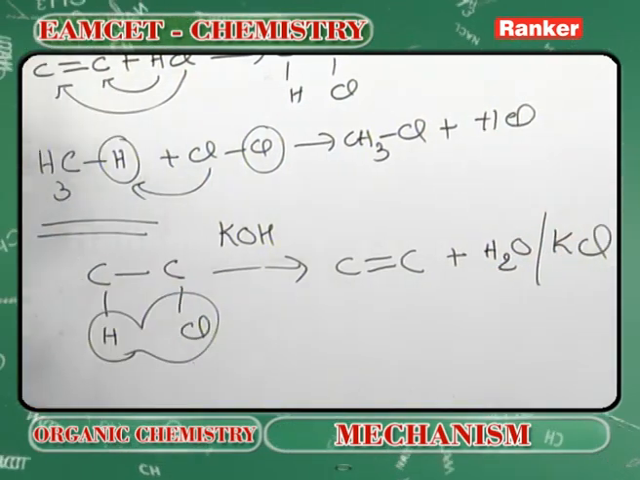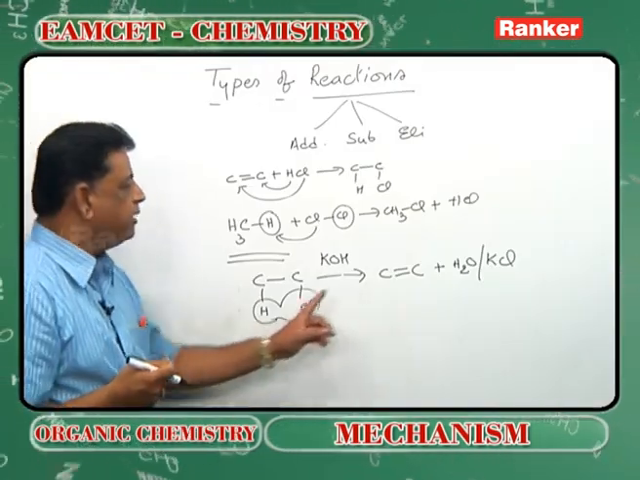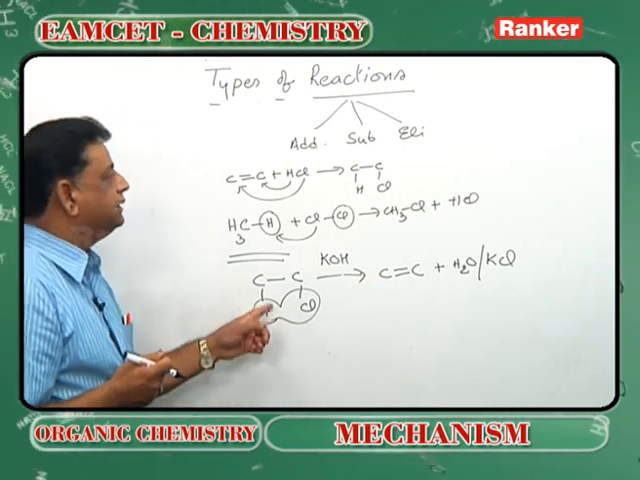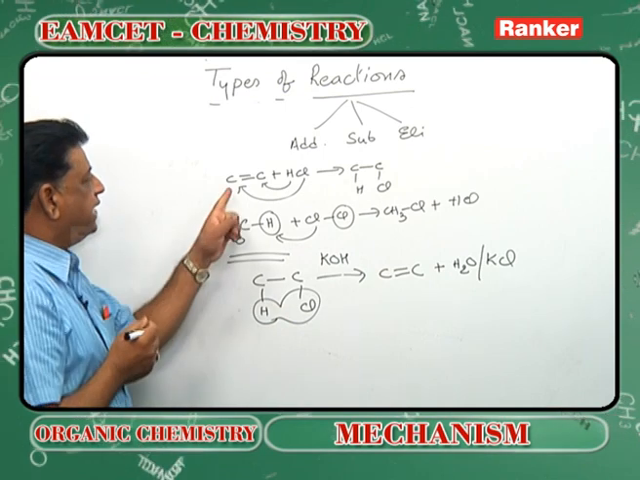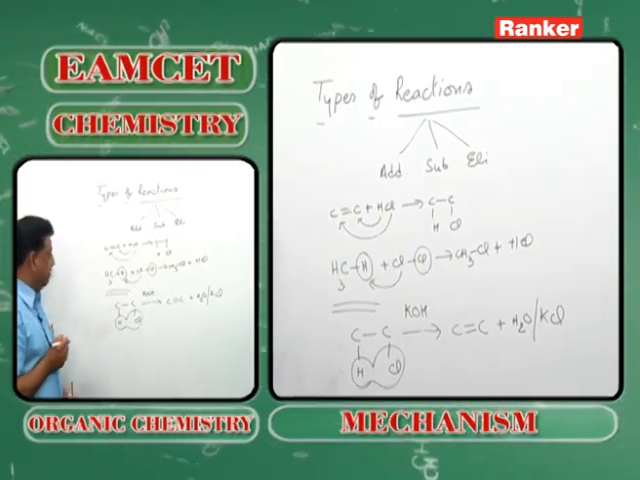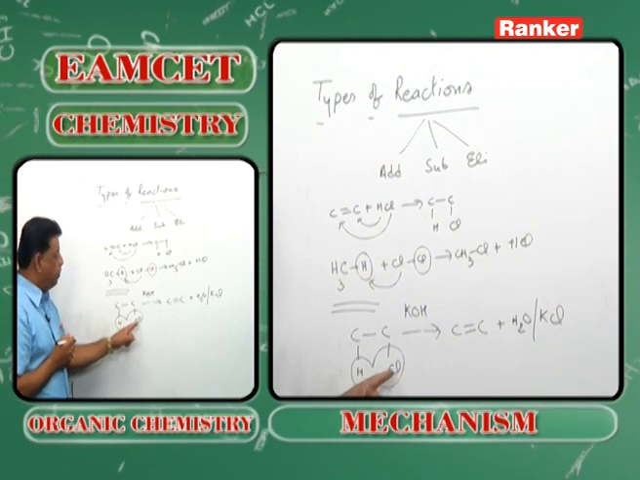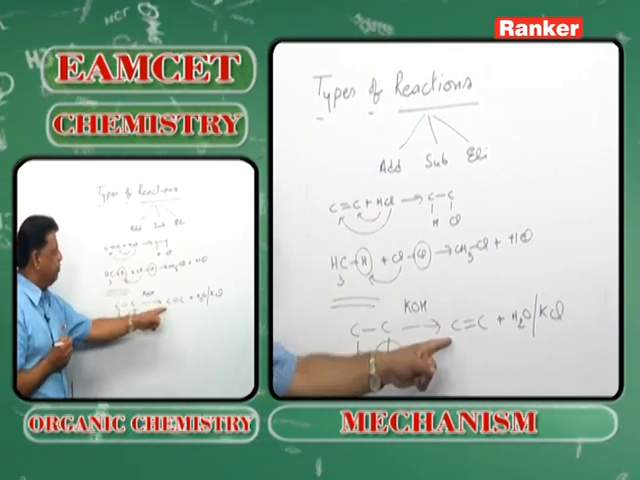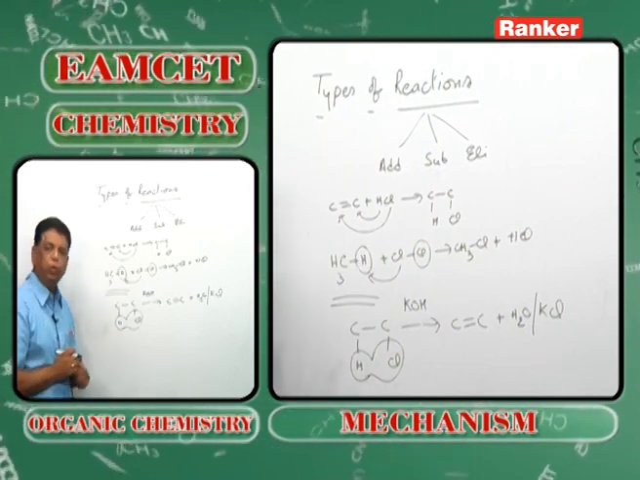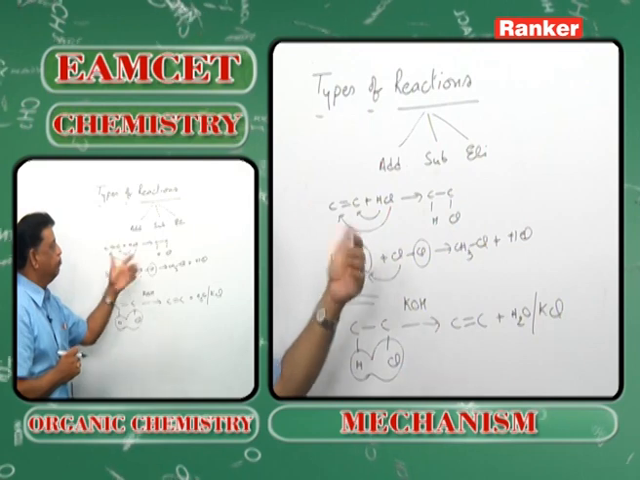So, the molecule becomes unsaturated. Saturated will become unsaturated when the two side-by-side groups are removed; this is called elimination. Addition reaction means A plus B becoming C, a unification. Whereas if you remove groups and get the answer, this is exactly the reverse of addition: elimination. In substitution, an old group is removed and a new group comes in.